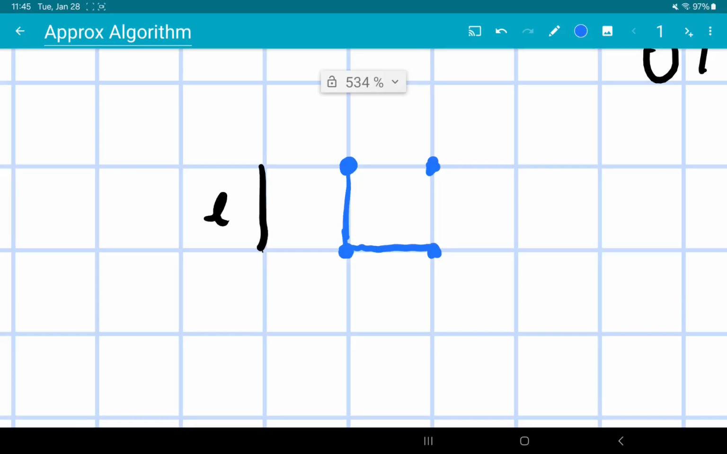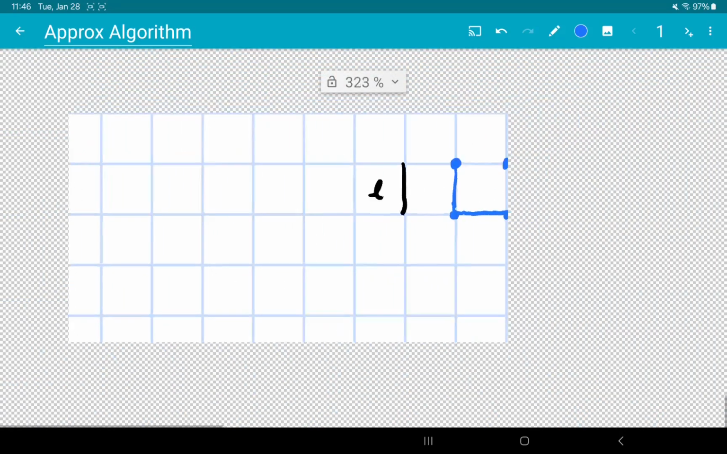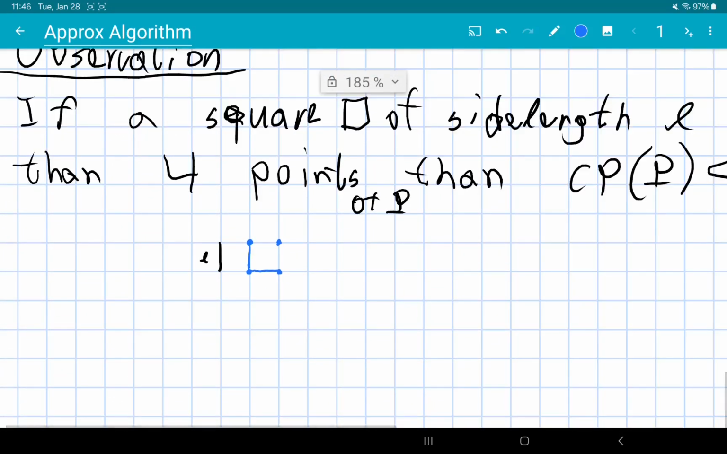Because that's really not critical. It's a constant. It's not an important factor in our algorithm.